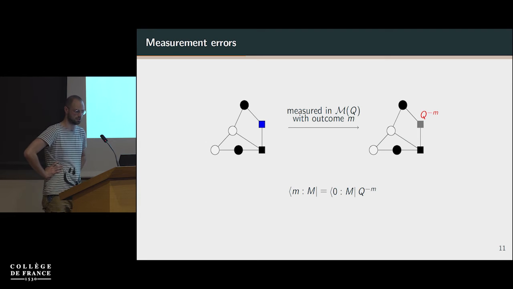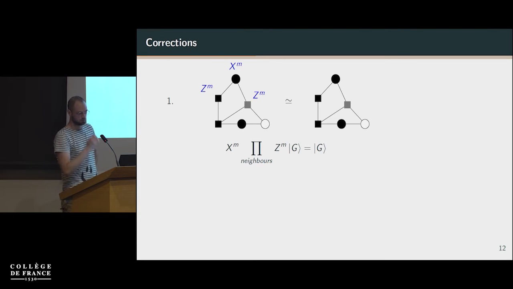Now the problem, of course, is that once I've measured my system, I have destroyed it and I no longer have access to it to perform this correction. So the way that we get around this problem is by using a standard tool from graph states. We use graph stabilizers. Now, the graph state here, or any graph state as we've introduced them, is stabilized by the following operation.